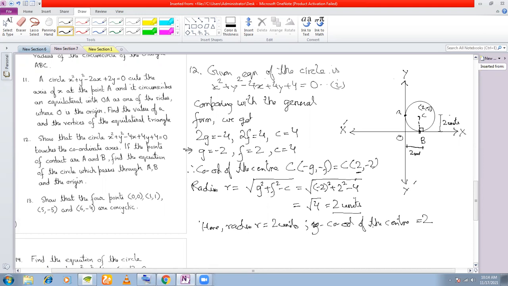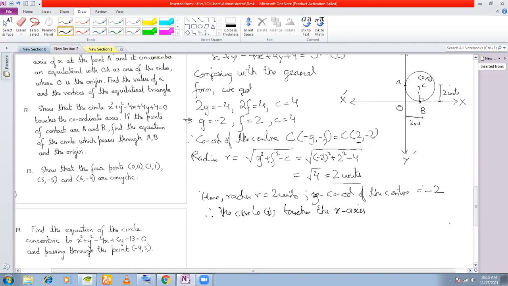Is equal to 2, right? Minus 2. So we say that therefore the circle 1 touches the x-axis. How will you show it touches the y-axis? If you draw a perpendicular here, right? So what is the radius here? Radius again is 2 units.